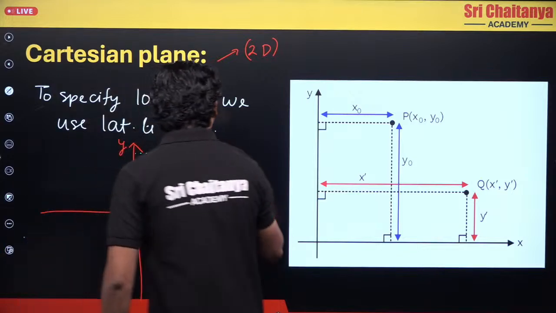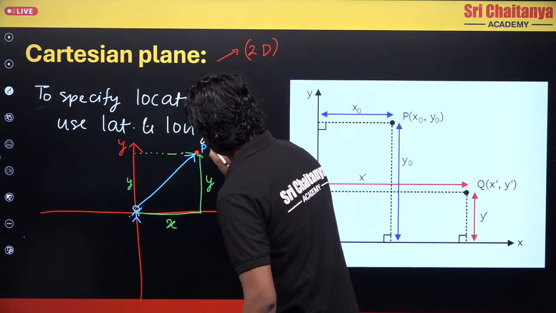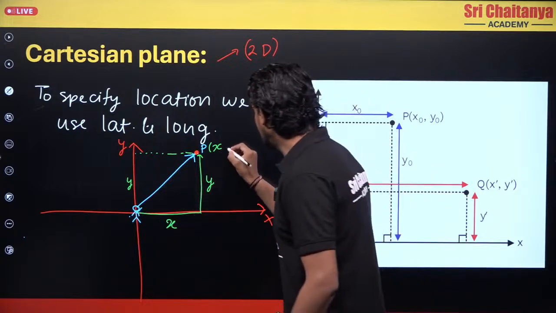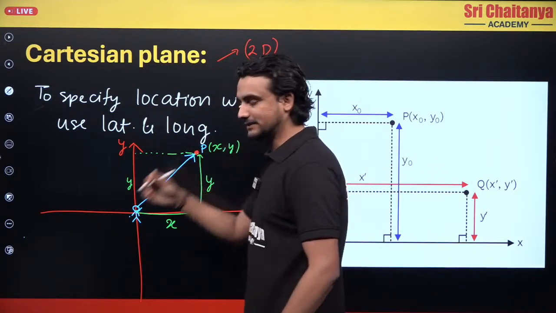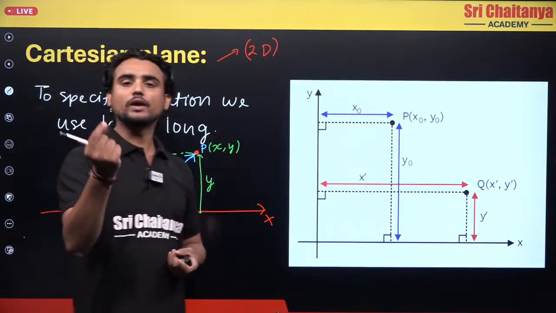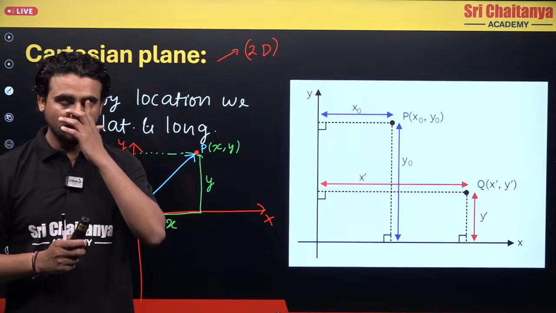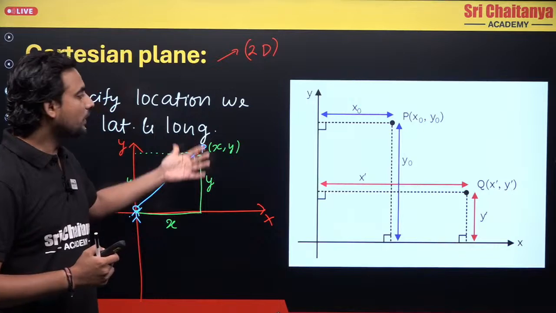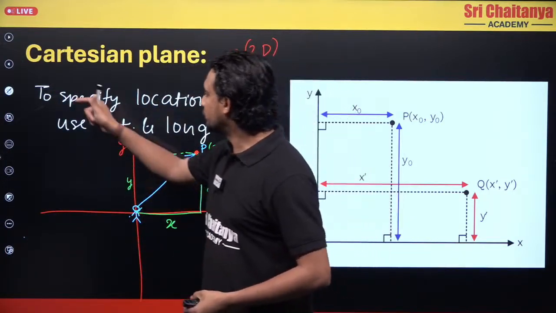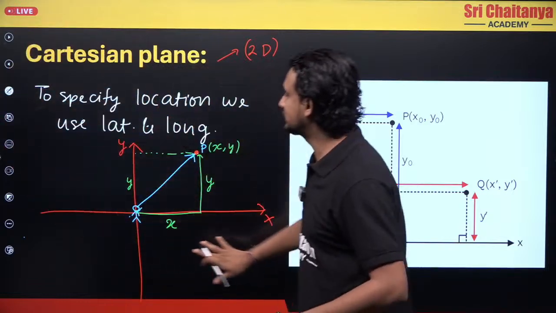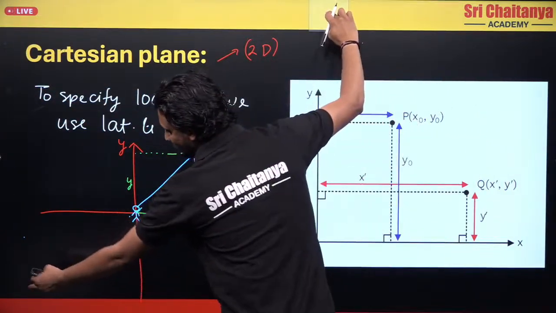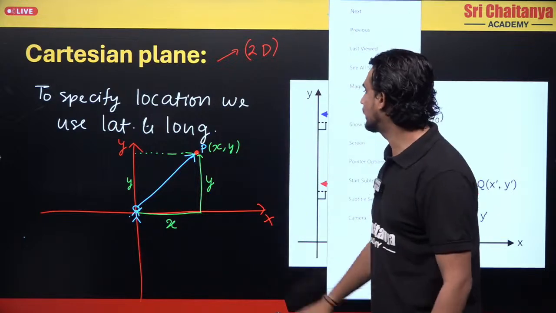So I can say that to reach this point P, I will have to walk x units along the x axis and y units along the y axis. So what have I done here? I have basically specified the location of my point P. Okay, so this is for a 2D object or a 2D plane, right? Let's suppose this screen is a plane. If I keep my hand here and the origin is somewhere there, I can specify the location.